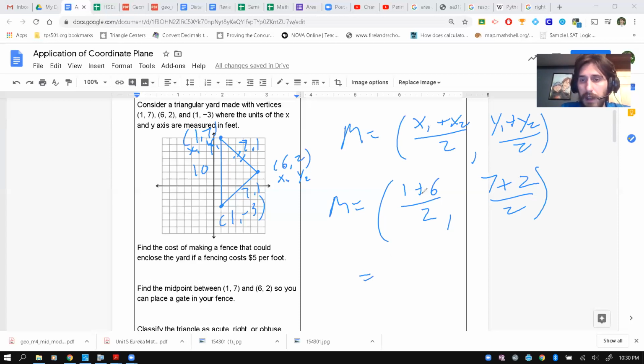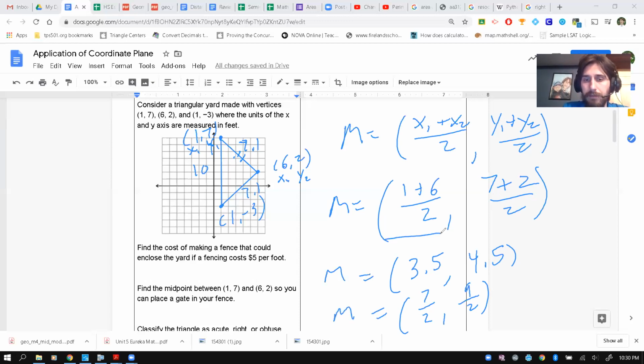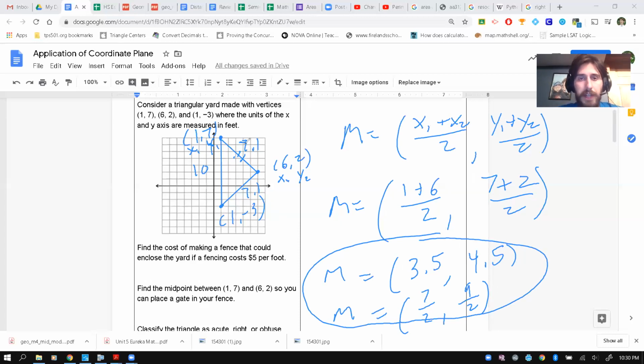Yeah, cool. So 1 plus 6 is 7, divided by 2 is 3.5, or you could leave that as 7 over 2. 7 plus 2 divided by 2 is 9 over 2, or 4.5. And again, that's fine, or if you told me the answer is this, that's fine too. So our midpoint is that, and then we could go and find that point and place our gate in our fence. So I learned my lesson here. Let's just use the eraser.